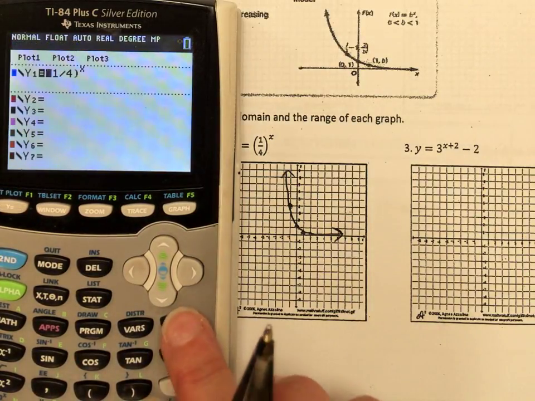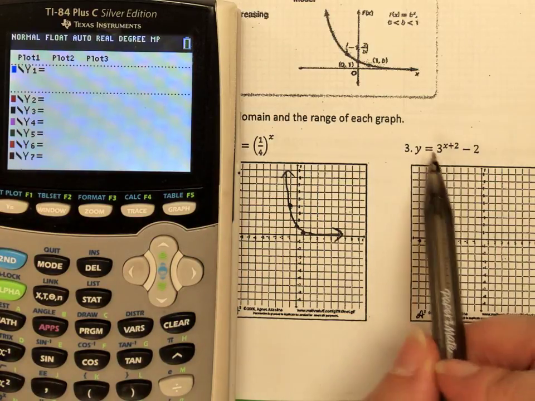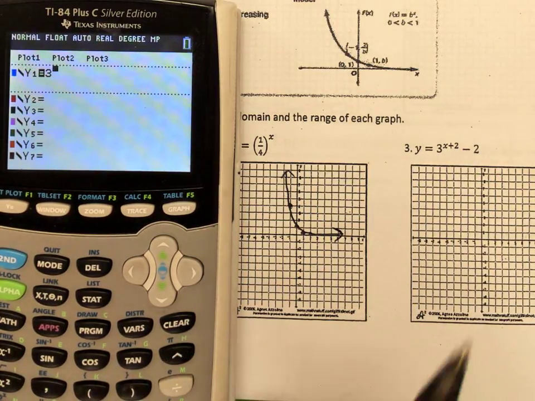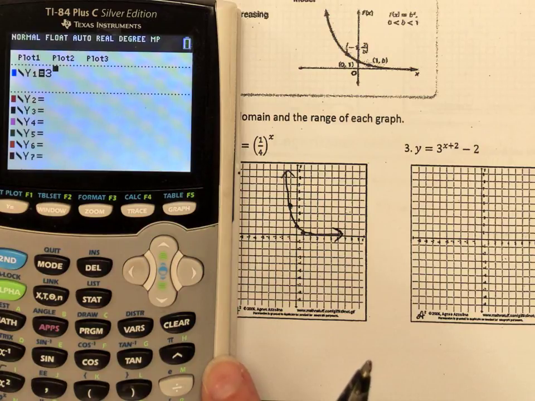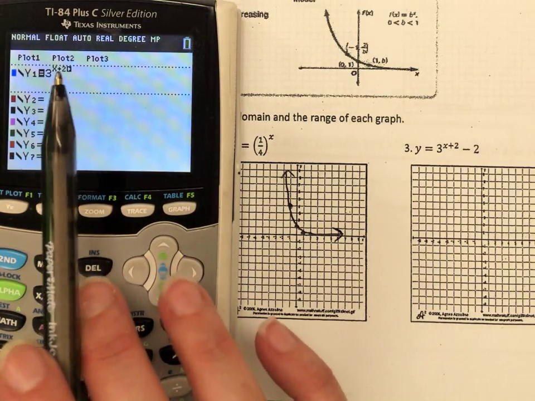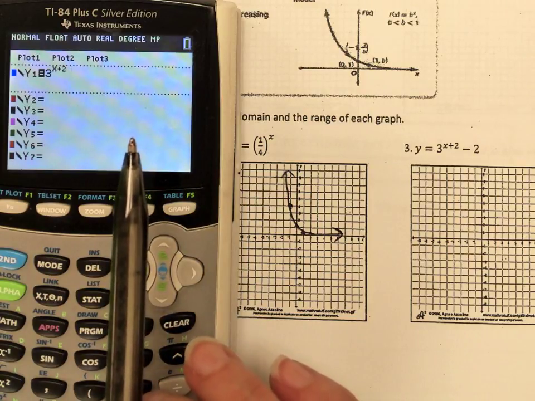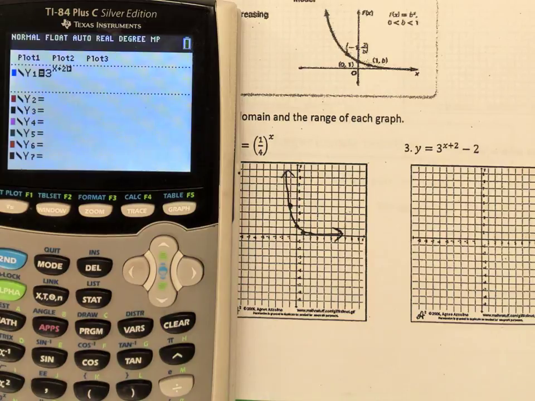Y equals, clear it out. All right, this is where you got to be careful. You ready? So you type in your 3, hit your arrow button, and then it's x plus 2. Now, if you have the older calculator, if yours pops up a parentheses, you have to close your parentheses after the 2 if yours is like that. Does anybody have one like that?